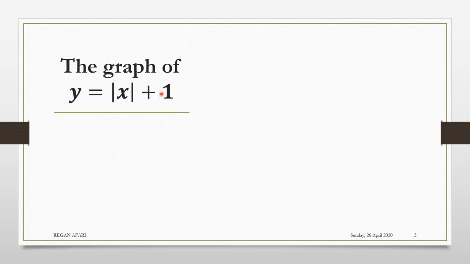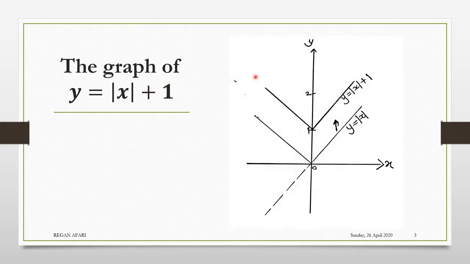Now we have the curve of y is equal to the absolute value of x plus 1. We know how to sketch this part, y is equal to the absolute value of x. We know that it is V-shaped. Then what do we do with the plus 1? This is the curve that we are about to draw. Of course I've drawn it already, but I'm going to walk you through how to draw it.